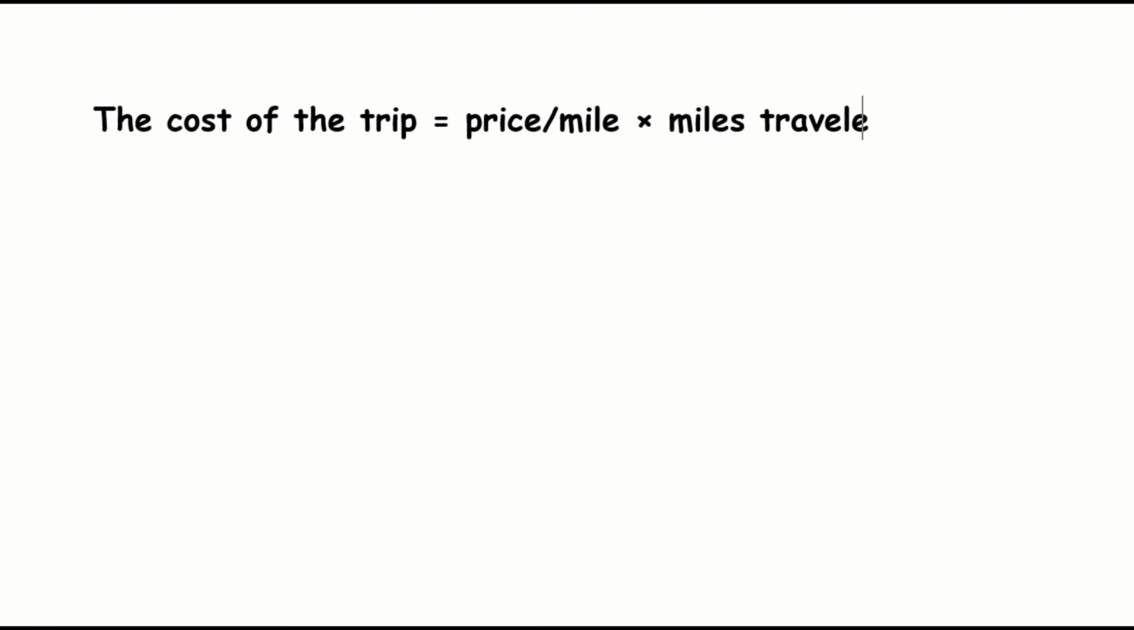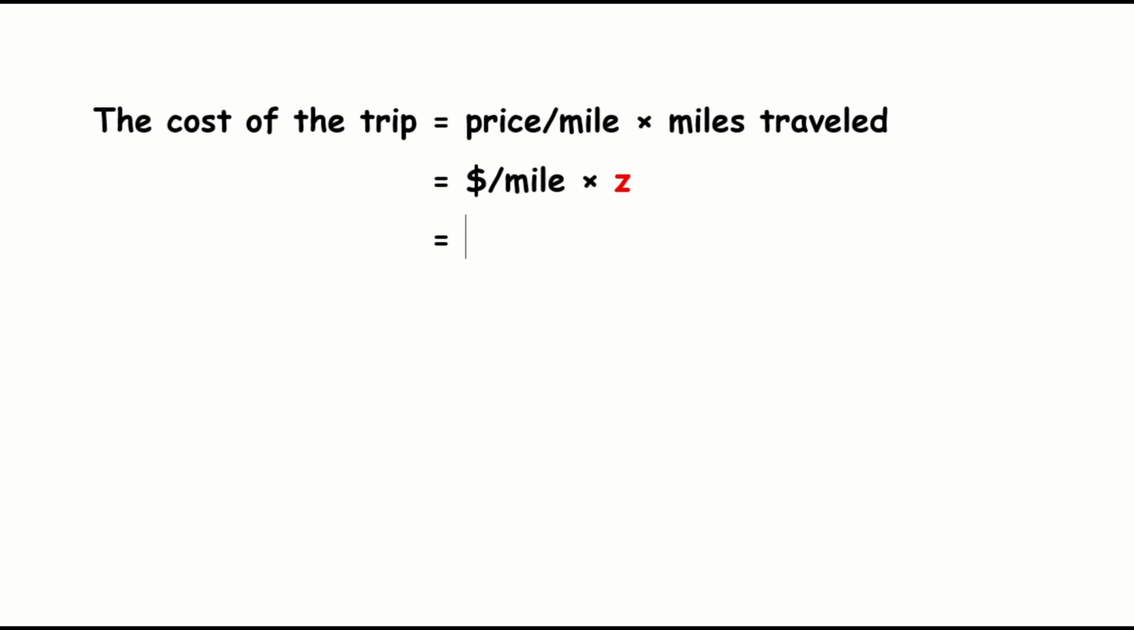Before getting all bogged down with X's and Y's and Z's, just consider the problem intuitively. The cost of the trip would be equal to the price per mile times the miles traveled. Now, the price per mile is simply the dollars per mile, since we're paying for the fuel in dollars. And the miles traveled is simply Z.